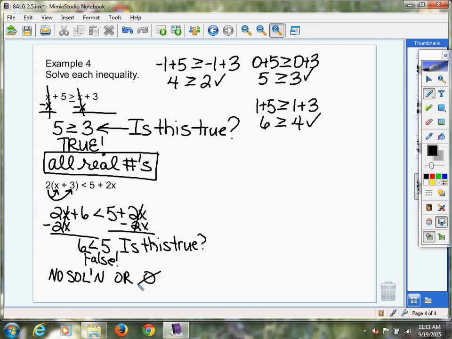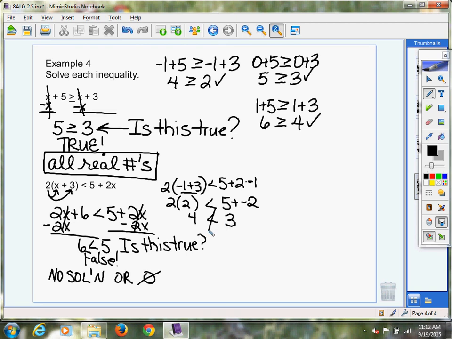Now, let's test my theory. Let's plug in some numbers. So I've got 2 times, let's do -1 plus 3 is less than 5 plus 2 times -1. Okay, -1 plus 3 is 2, and 2 times 2 is 4. 2 times -1 is -2. 5 plus -2 is 3. 4 is less than 3. Actually, no. 4 is bigger than 3.